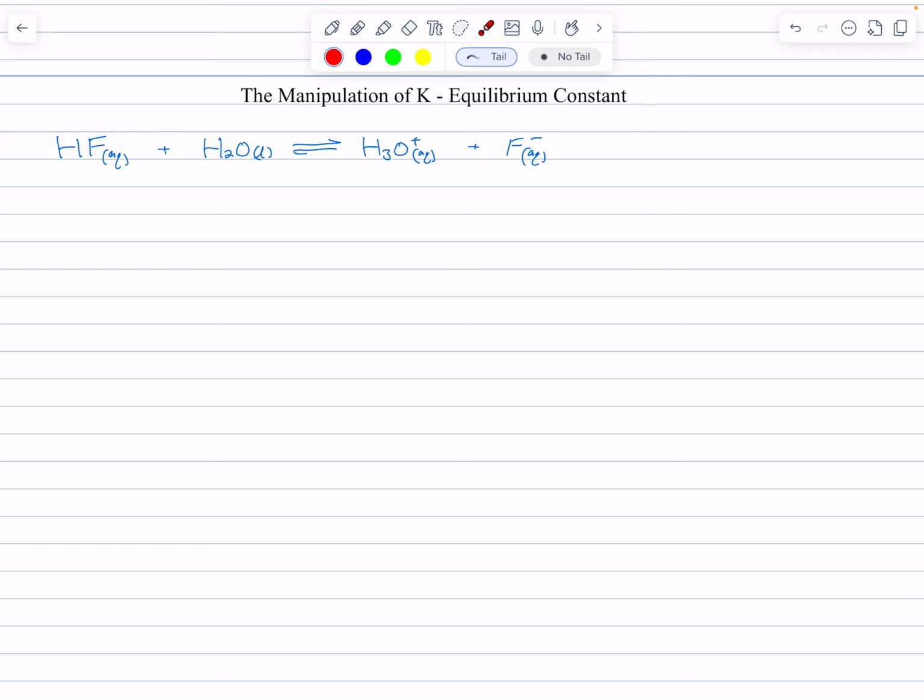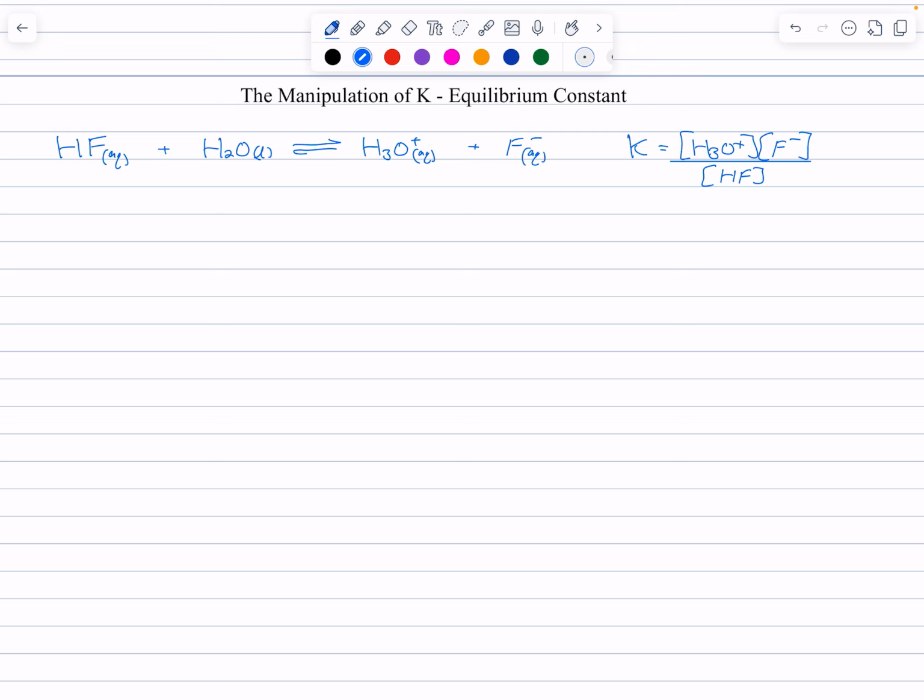Now this is reversible. It has a K. K would be the concentration of hydronium, the concentration of fluoride, all over the concentration of hydrofluoric acid.